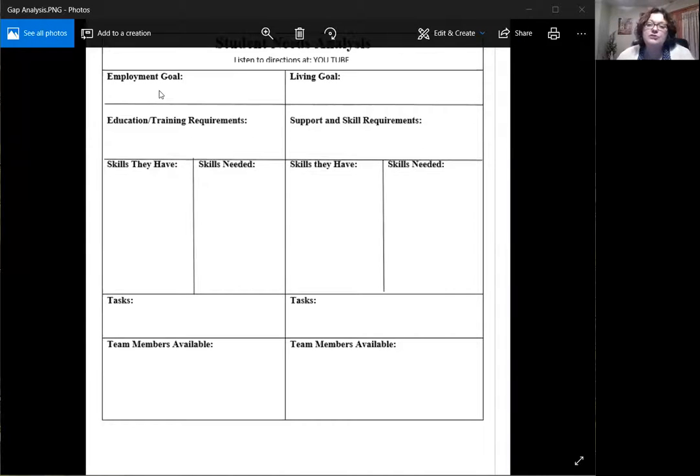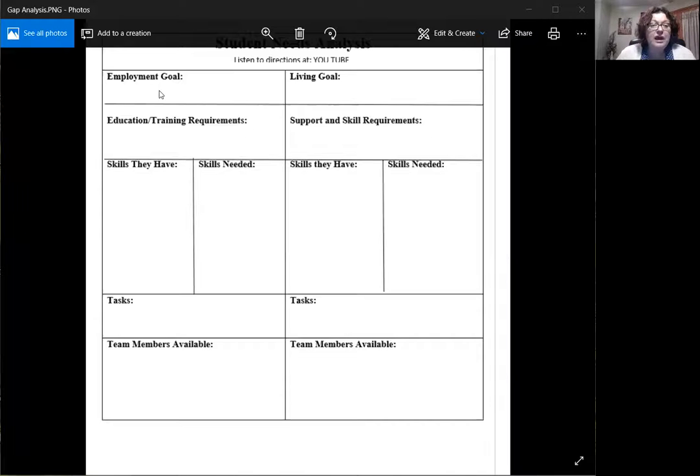This form and step 5 was created to help you take what you developed in step 1 through 4 and bring it all together to help begin that comprehensive transition plan development. So what I would like you to do is follow along in this process and really think about what you've written. If you don't know the student's employment goal, it might be difficult to get to education and training requirements. Some of you might know that employment goal.